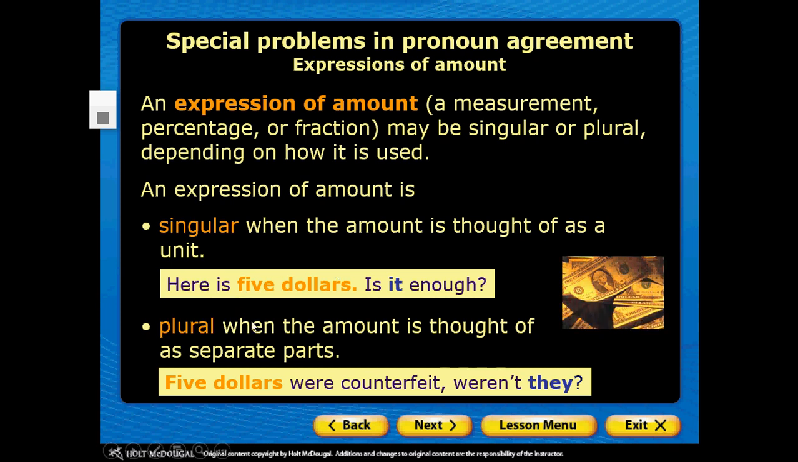Plural, when the amount is thought of as separate parts. So $5 were counterfeit, weren't they? So here it's plural because we're not talking about one $5 note. We're talking about more than one, because $5 were counterfeit, weren't they? And we can see, weren't they? He's not asking, he's using they. So they is plural. Okay?